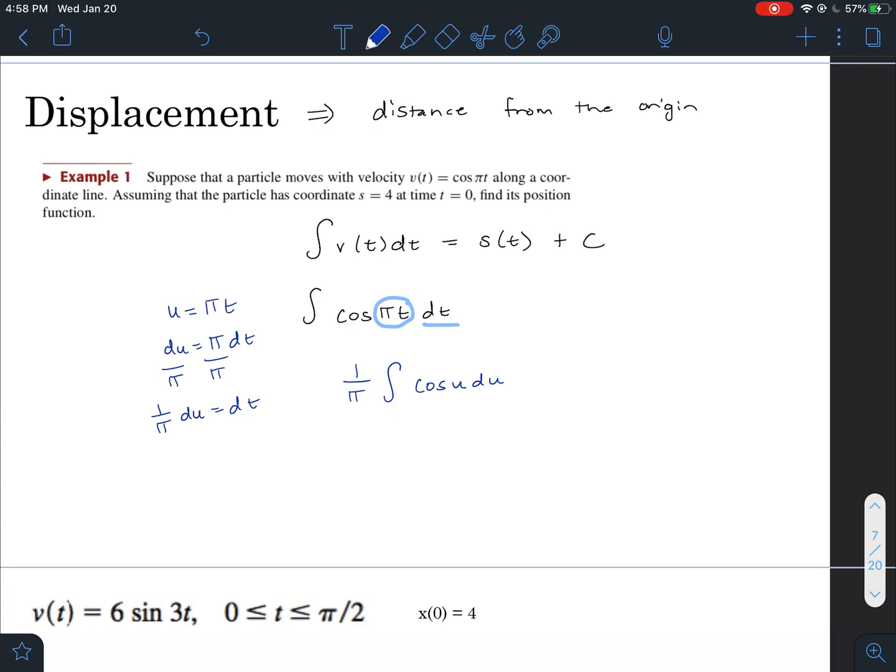Well, the antiderivative of cosine is sine, so I have 1 over pi sine u. And so it's going to be 1 over pi sine, and then it's going to be replaced with the pi t, and then plus c. So that's going to be my displacement function.